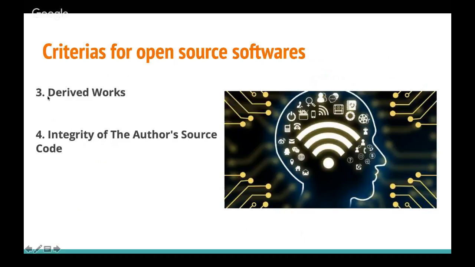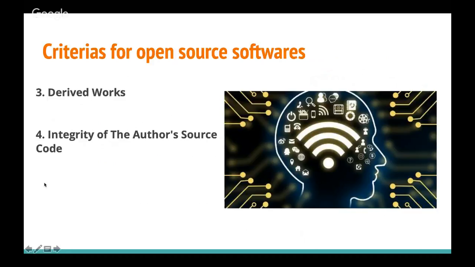The third one is derived works. The license must allow programmers to modify the original program and derive from it. At the same time, it must allow the derived works to be distributed under the same terms as the original one. Only reading the source code isn't enough to support peer review and rapid evolutionary selection. For rapid evolutionary selection, programmers need the ability to experiment with and distribute modifications.